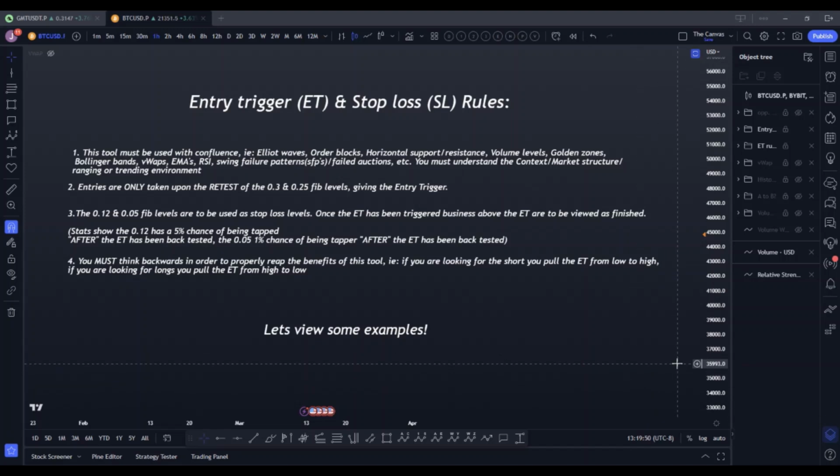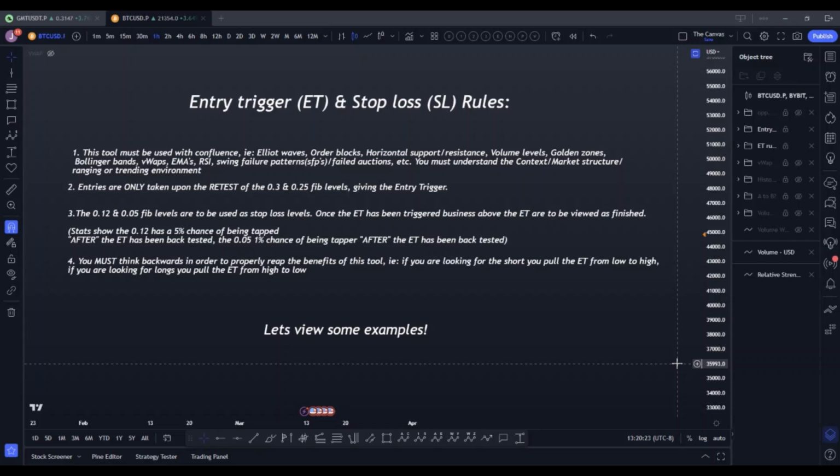This tool must be used with confluence. So, I know everyone in here has different styles. I know mainly we're here for Elliott waves. So, confluences such as Elliott waves, order blocks, horizontal support/resistance, your volume levels, if you use those, golden zones, Bollinger Bands, VWAPs, EMAs, RSIs, if you like swing failure/liquidity trades or failed auctions. The point is, you need to understand the context and market structure and whether or not price is ranging or in a trending environment. Okay, that's rule number one.